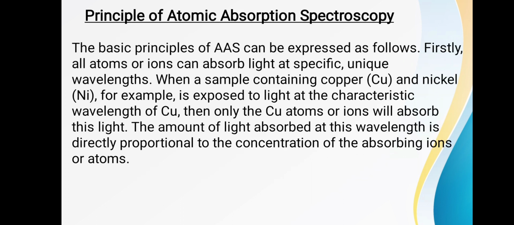Principle of atomic absorption spectroscopy. The basic principle of atomic absorption spectroscopy can be expressed as follows. Firstly, all atoms or ions can absorb light at specific unique wavelengths. When a sample containing copper and nickel, for example, is exposed to light at the characteristic wavelength of copper, then only the copper atoms or ions will absorb this light. The amount of light absorbed at this wavelength is directly proportional to the concentration of the absorbing ions or atoms.